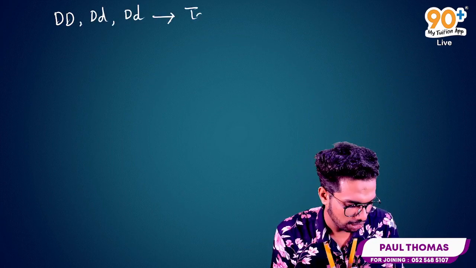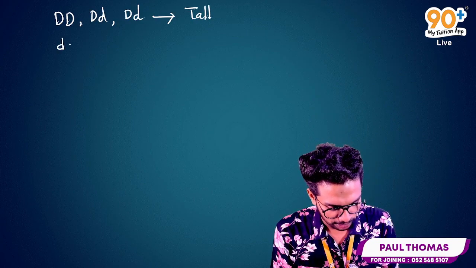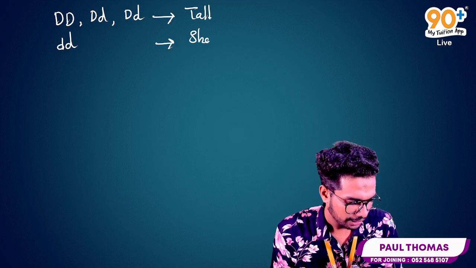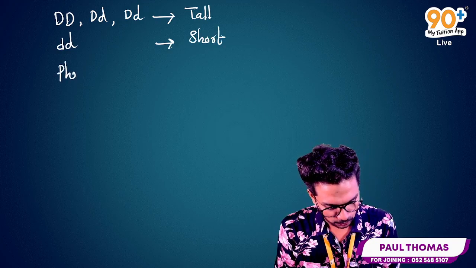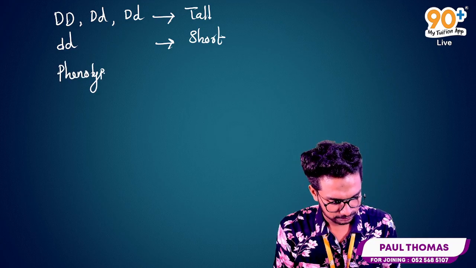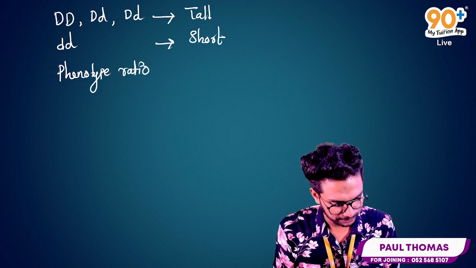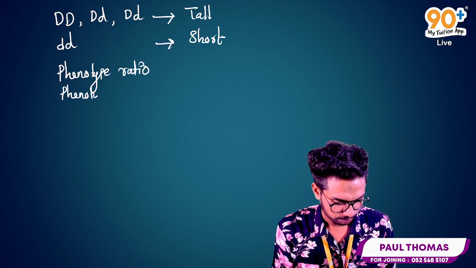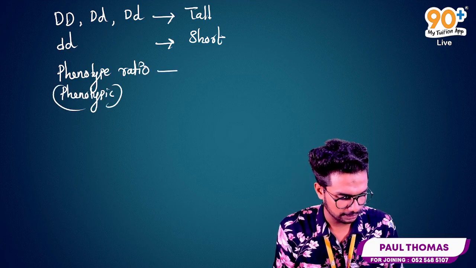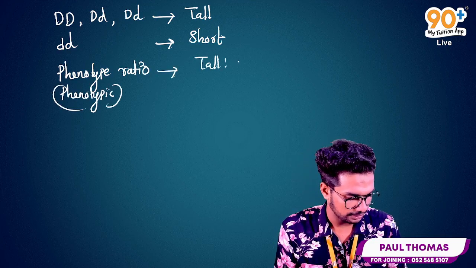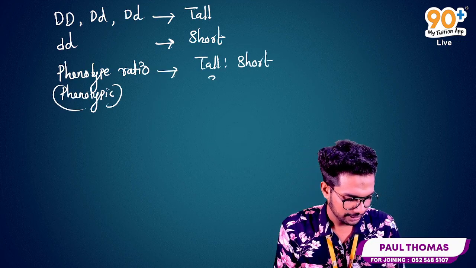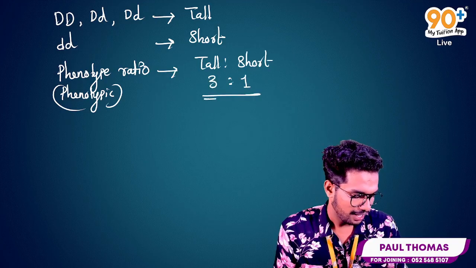And next we need to do, capital D and capital D small d representing the tall feature, at the same time small d representing the short or dwarf feature. That means the phenotypic ratio will be, you can write it as phenotypic ratio, tall is to dwarf or tall is to short. That will be 3:1. Okay, we got the answer.